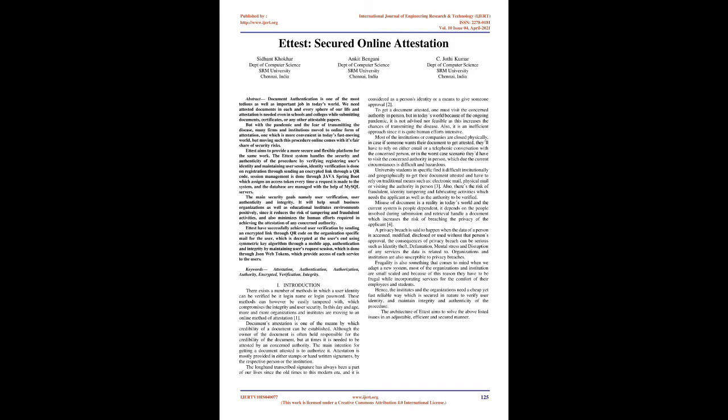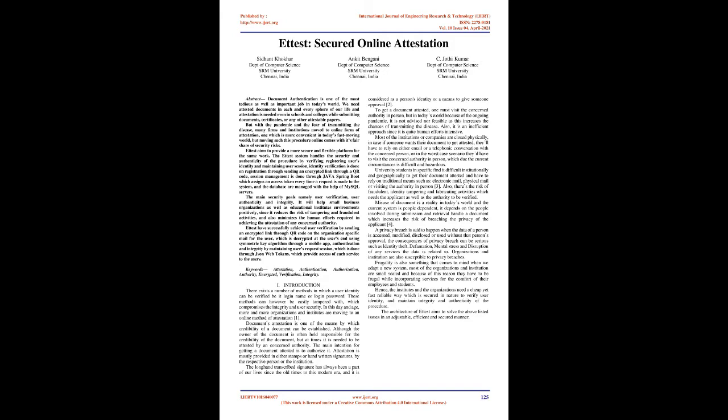Introduction. There exist a number of methods in which a user identity can be verified, be it a login name or login password. These methods can however be easily tampered with, which compromises integrity and user security. In this day and age, more and more organizations and institutes are moving to an online method of attestation. 1. Document attestation is one of the means by which the credibility of a document can be established.